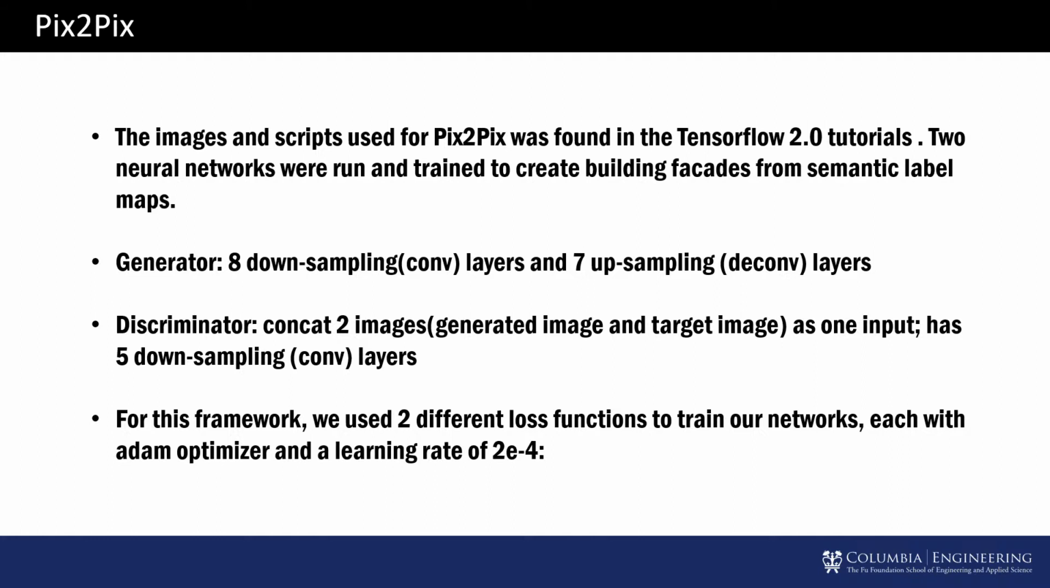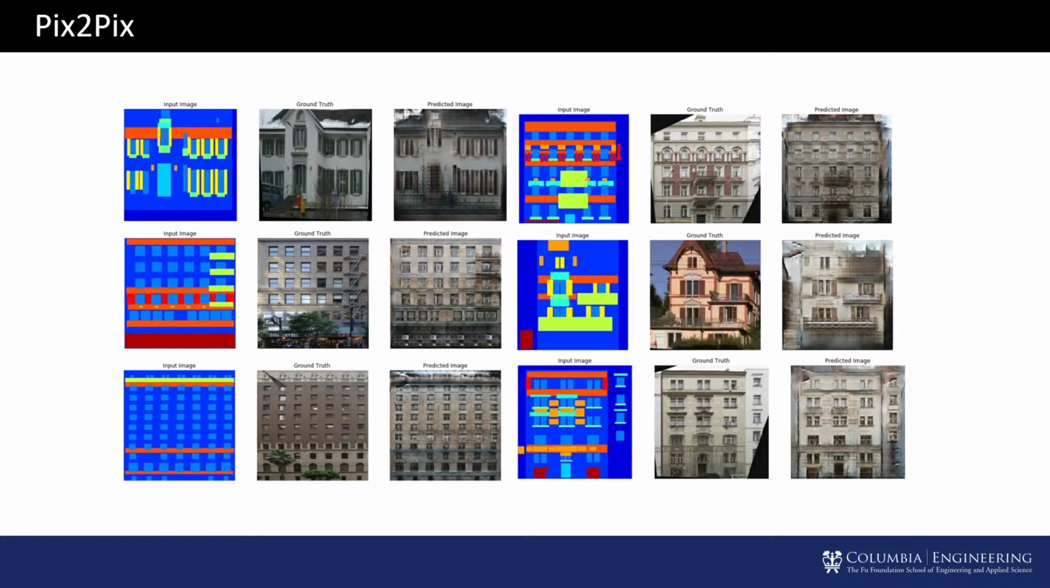For our generator, we're using 8 downsampling convolutional layers and 7 upsampling deconvolutional layers. For our discriminator, we're concatenating 2 images, a generated image and a target image, as one input. And we also have 5 downsampling convolutional layers. And again, we're outputting the probability for the discriminator. For this framework, we're only using 2 different loss functions to train our networks, each with the Adam optimizer and a learning rate of 2 times 10 to the negative 4.